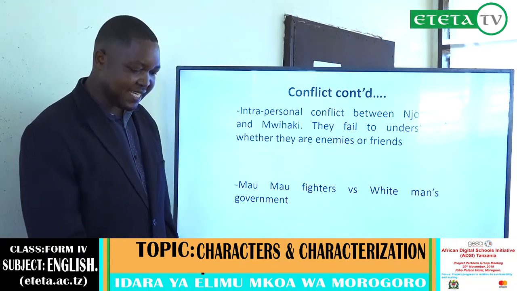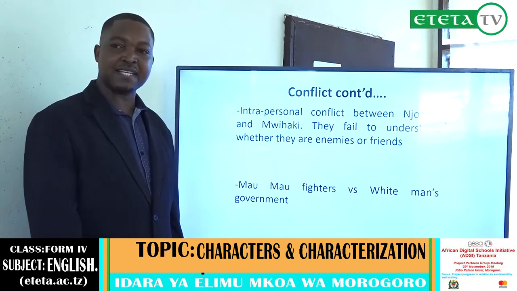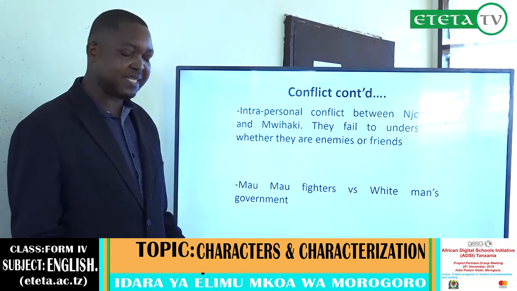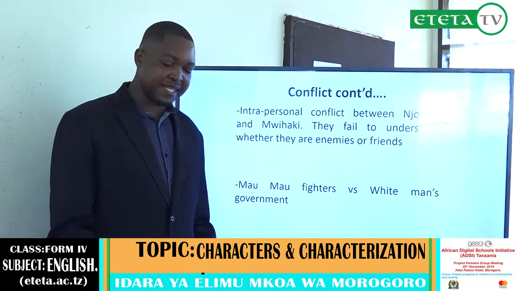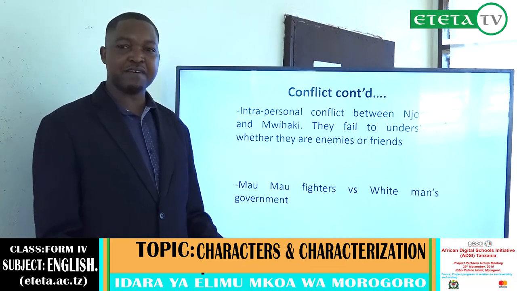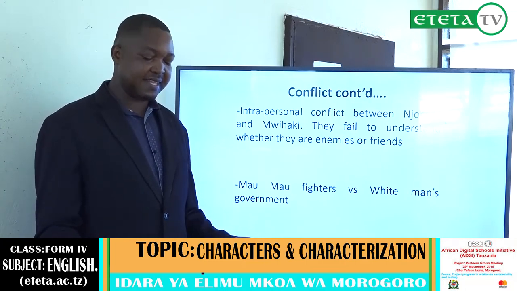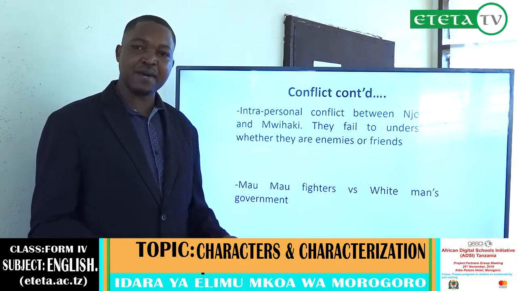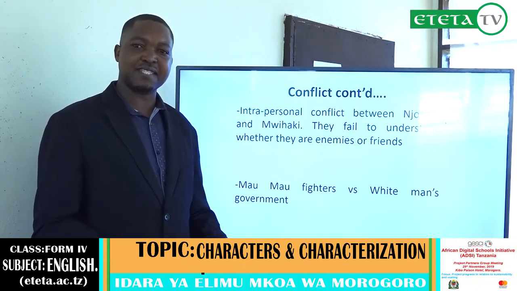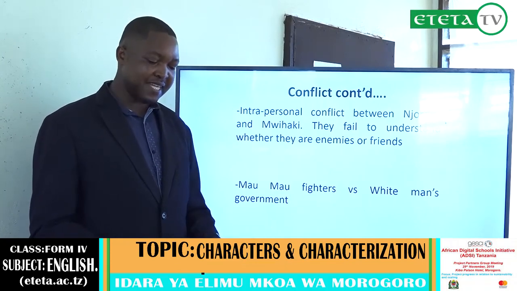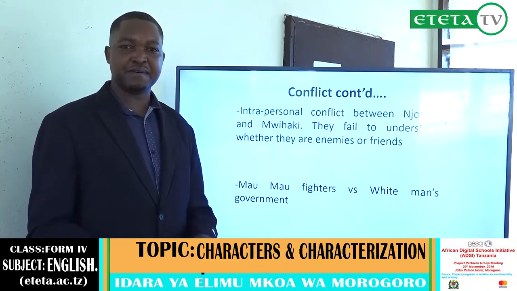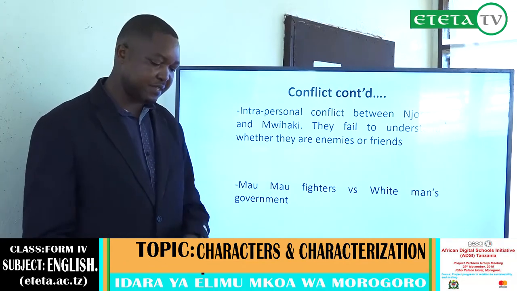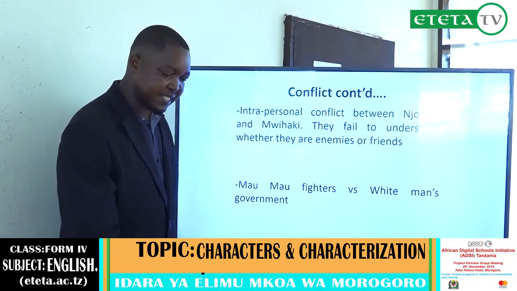So there was also a conflict between the Mau Mau fighters and the white man's government, because the white man's government didn't like the Mau Mau fighters. They wanted to maintain their power, and therefore anyone who threatened their government was their enemy. So the Mau Mau fighters were enemies of the colonial government. So there was enmity. There was a conflict between these two opposing sides.